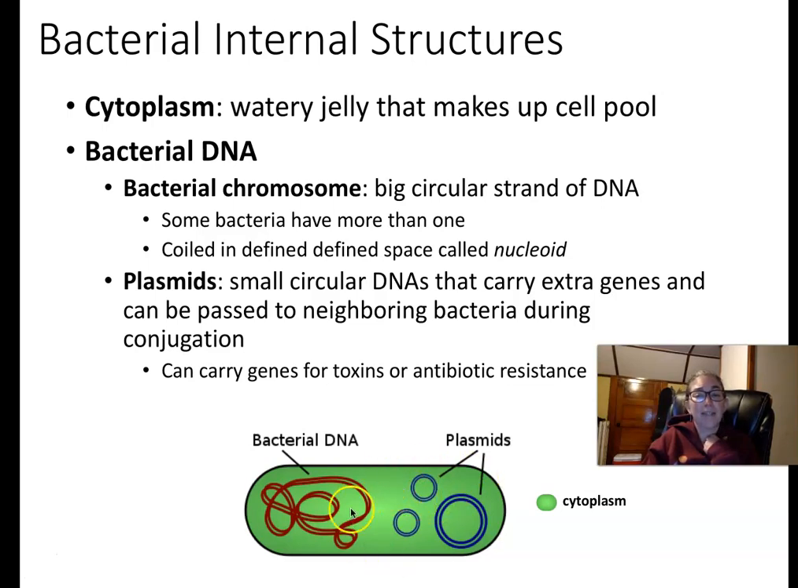These plasmids contain, I like to think of them as containing bonus genes. So in the chromosome are all of the genes that the bacteria needs to live and survive. And then the plasmids might contain bonus genes for things like toxins or antibiotic resistance. If the plasmids contain useless genes that the bacteria doesn't need, it'll often just kick them out and get rid of them. But if they are useful, then they hang on to them and share them with their friends.